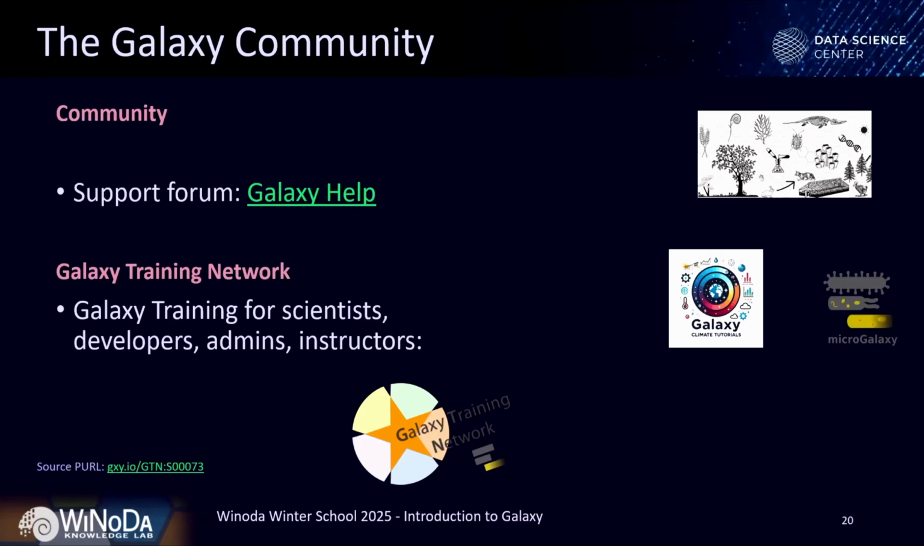For example, there's a Galaxy climate tutorial group, there's microgalaxy, some that focus on environmental sciences and climate change. You can use different public servers where they have only installed the tools they need so that you don't get confused because of too many tools.